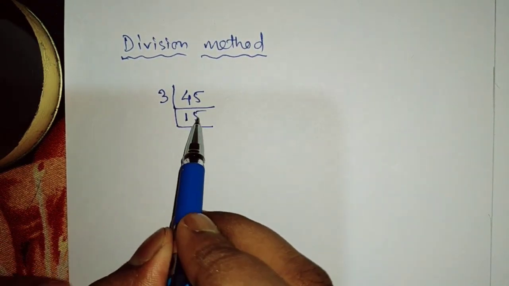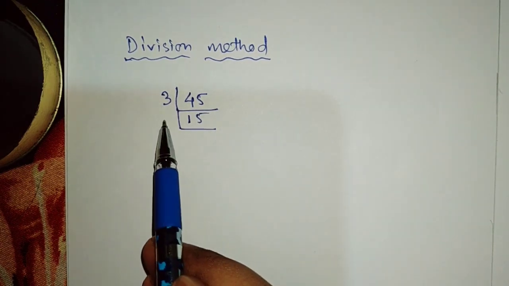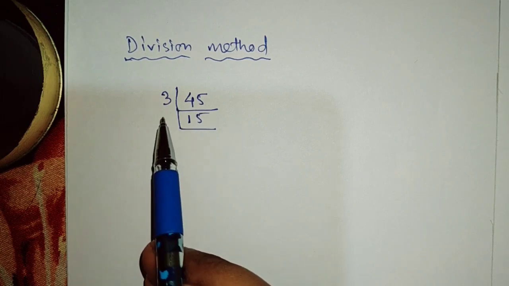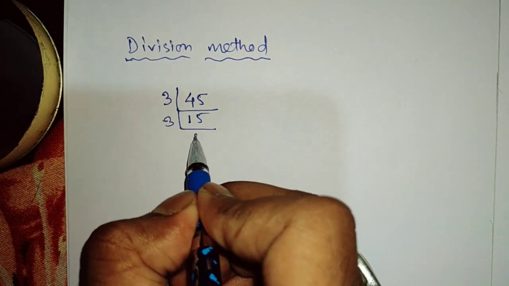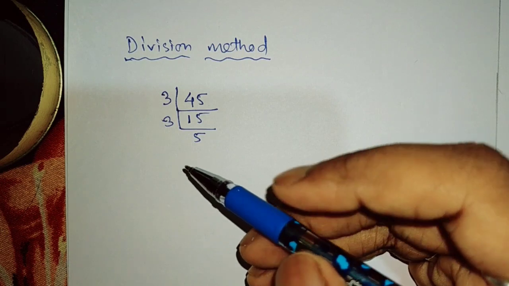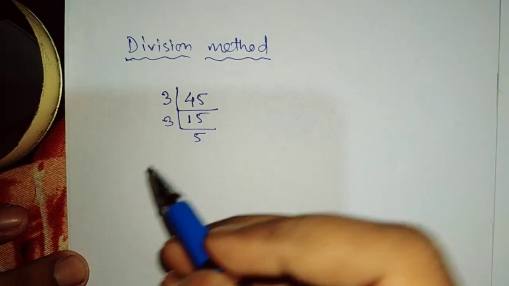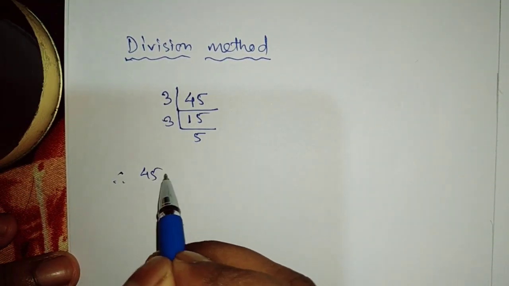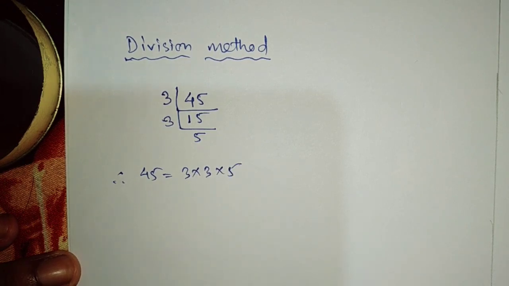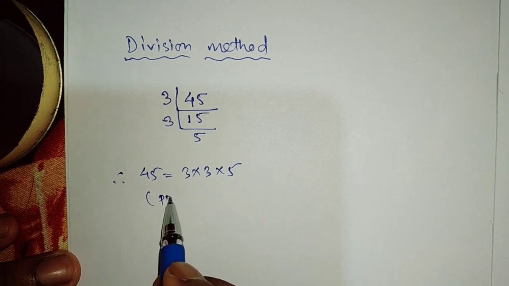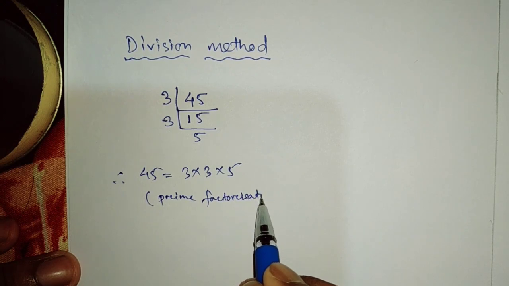And again, try 15 by 2. Is 15 divisible by 2? No. We cannot divide 15 by 2. So we try with 3. Yes, 3 5s are 15. The moment we get a prime number here, we stop. Therefore, 45 is equal to 3 into 3 into 5, which is the prime factorization.